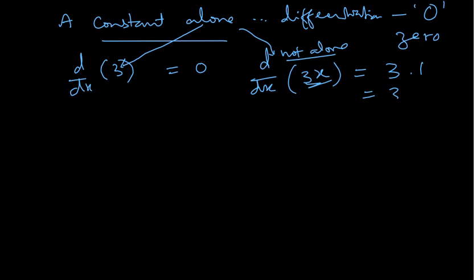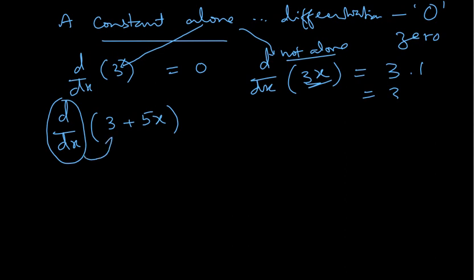So now simplest, we will start. D by dx of 3 plus 5x. When you have it like this, you have to do the differentiation for this, plus you have to do differentiation for this. It's like algebra. So first one, differentiation of 3 is 0. Why? Because it's alone. Then for 5x, it's a 5. So the answer is 5.